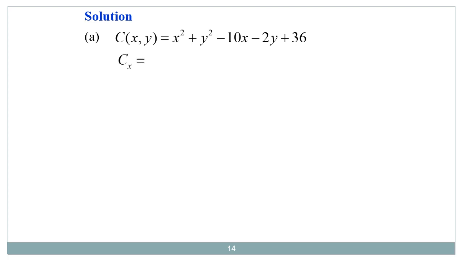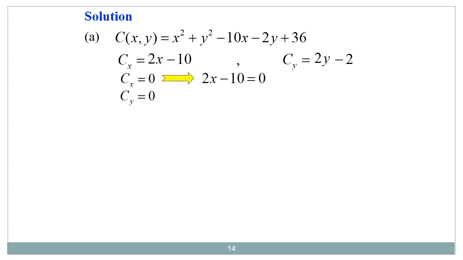So C sub x is equal to 2x minus 10 plus 0 plus 0. So this is the C sub x. C sub y is equal to 2y minus 2. So both need to equate to 0 and solve it simultaneously. So we have 2x minus 10 equal to 0, 2y minus 2 equal to 0. We don't have to use simultaneous because we only have one variable for each equation. So solving the first equation, we get x equal to 5. And for the second equation, we get y equal to 1. So directly we get the answer for x and y, but is it really minimizing the cost?